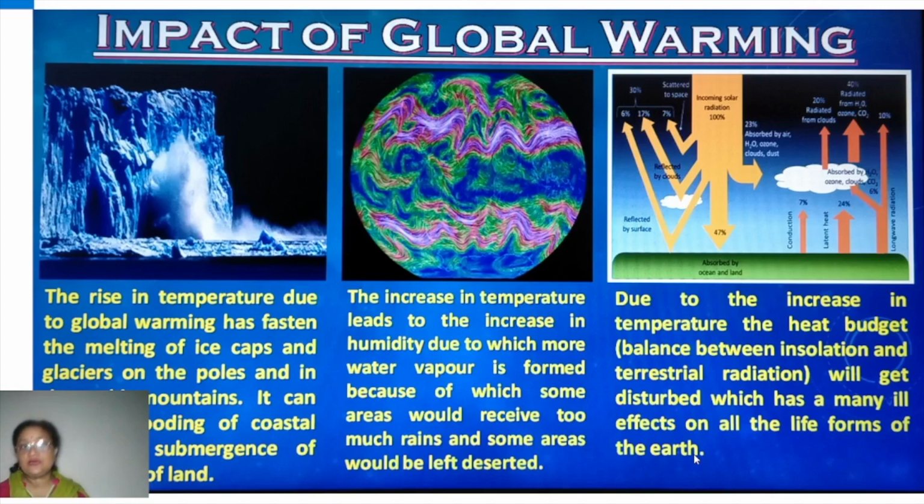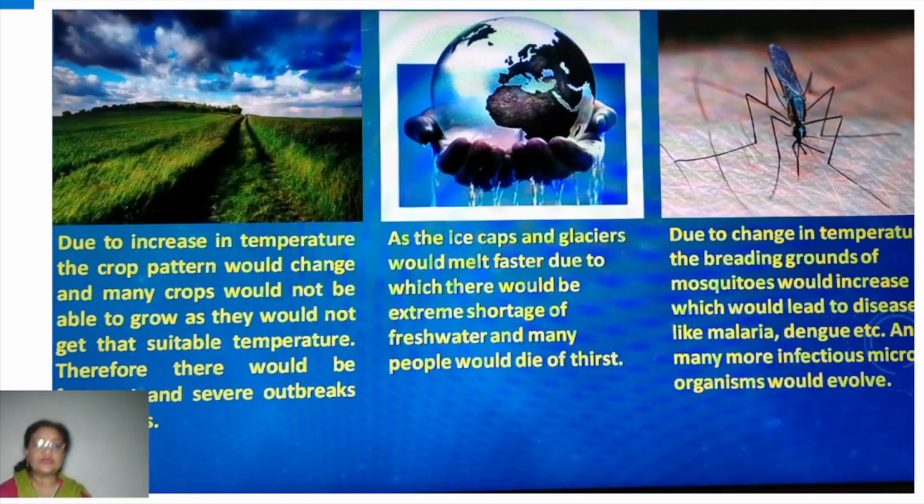So ultimately, what will be the result? It's going to cause great damage to the entire biosphere as a whole, all the living beings present on the earth's surface. The next effect you can see is in the cropping pattern, because the temperatures are rising constantly. Temperature conditions are rising.